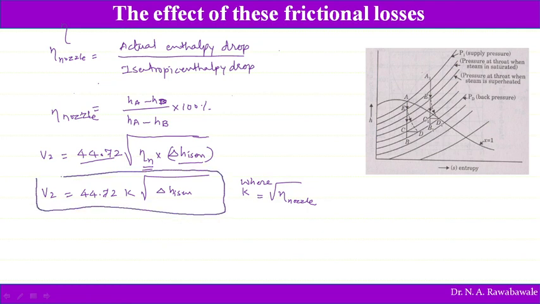What is this nozzle efficiency? It is nothing but the ratio of actual enthalpy drop to the isentropic enthalpy drop. We call this the theoretical enthalpy drop, and this is the actual enthalpy drop. So the ratio of actual enthalpy drop to the theoretical or isentropic enthalpy drop is nothing but nozzle efficiency. In the next class we will see supersaturated or metastable flow through a nozzle and a few numericals on this nozzle.